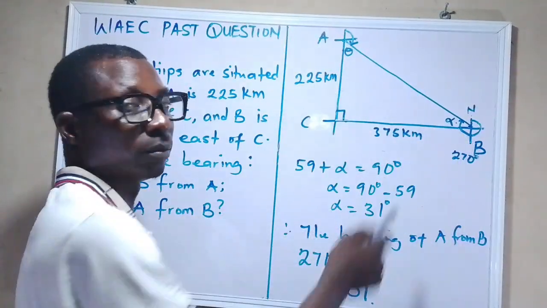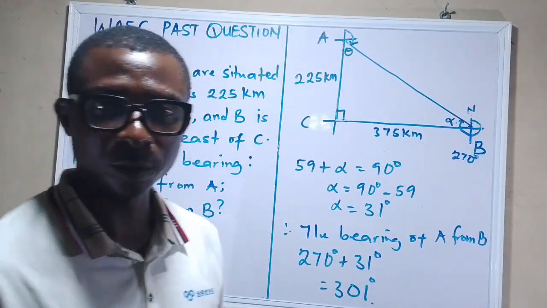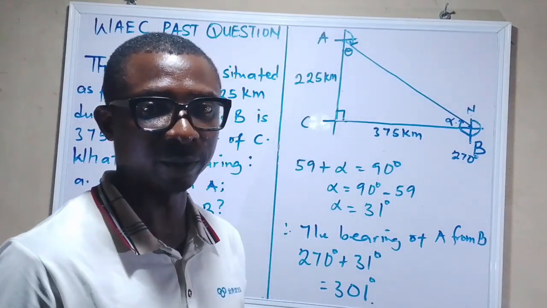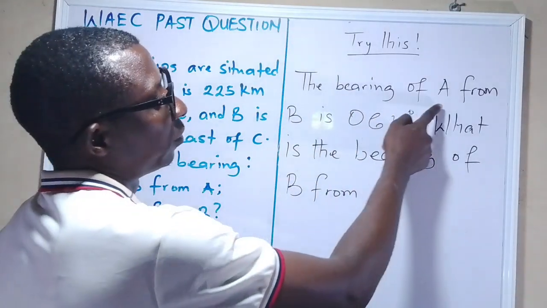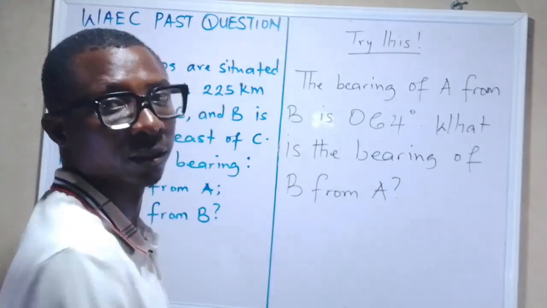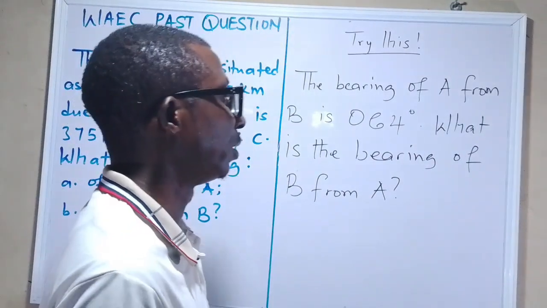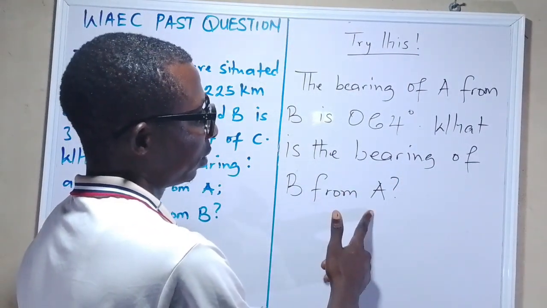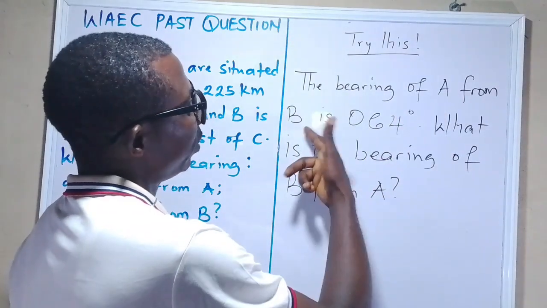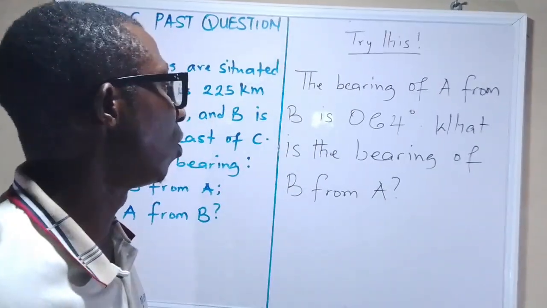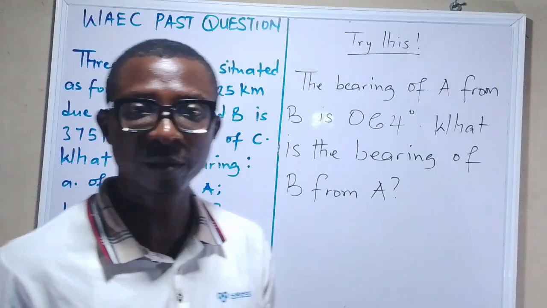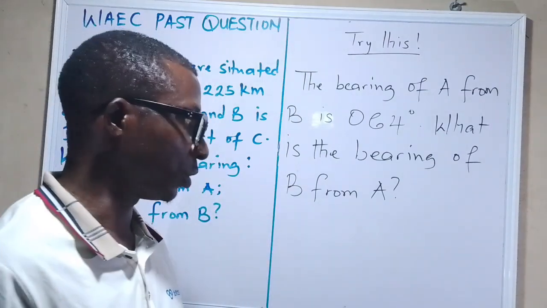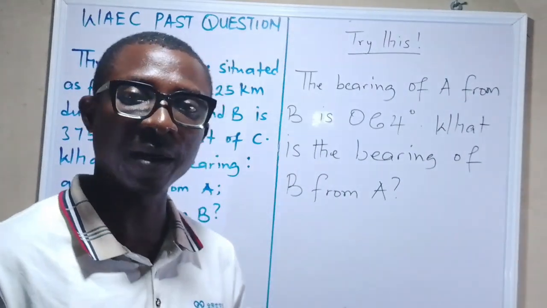So that is the bearing of A from B. So I want you to try this problem. The bearing of A from B is 64 degrees. What is the bearing of B from A? Try this question and let me help you answer.